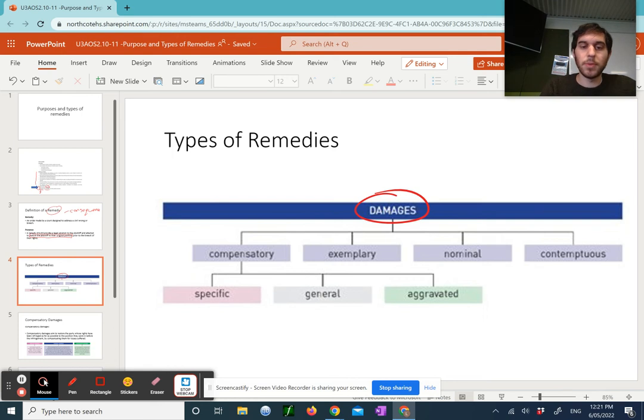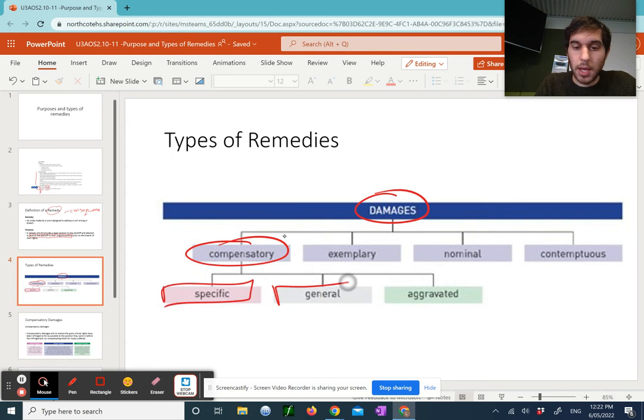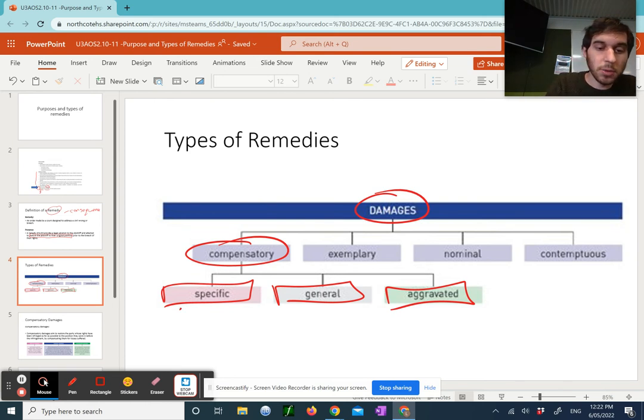So for example, compensatory damages, as you might think from the name, its main purpose is to try and compensate you for the harm that you've suffered. So we can split this up into three different types of compensatory damages. First of all, we've got specific compensatory damages, and this is awarded to someone when it's possible to specifically calculate how much money they need.